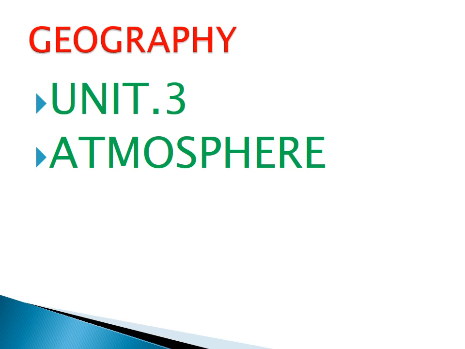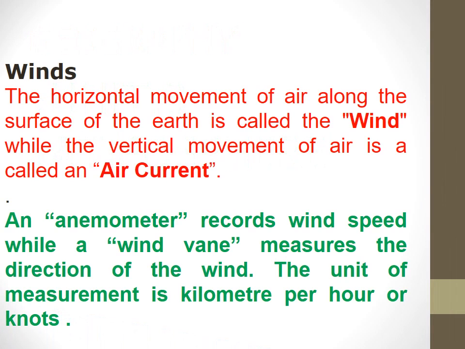Page number 184. Winds. Winds means the horizontal movement of the air. When the air blows along the surface of the earth horizontally, that is called wind. When the air blows vertically, that is called air current. So when the air moves horizontally, that air is called the wind, and when it moves vertically, that is called air current.